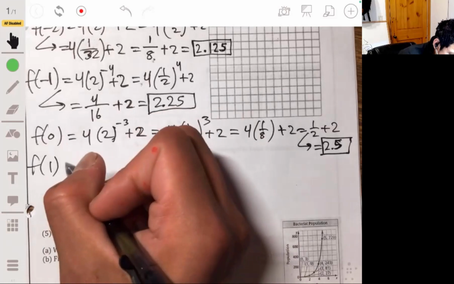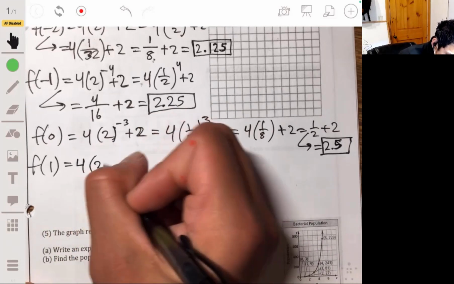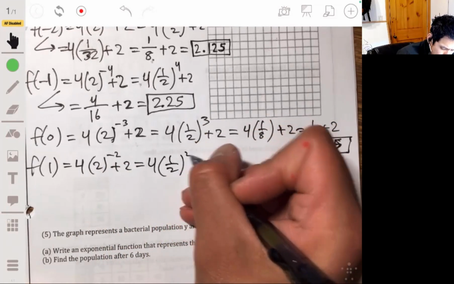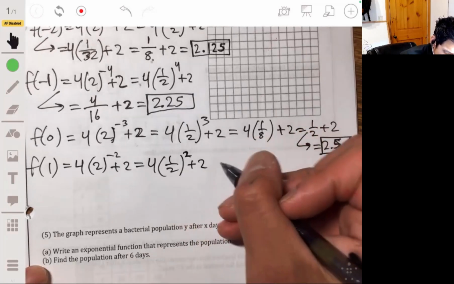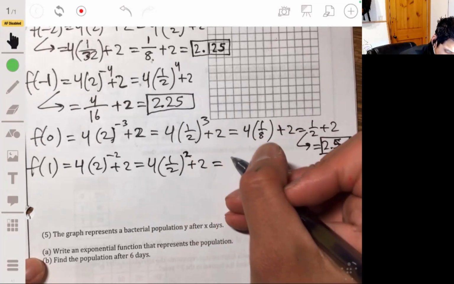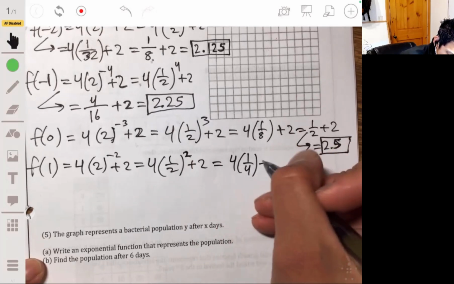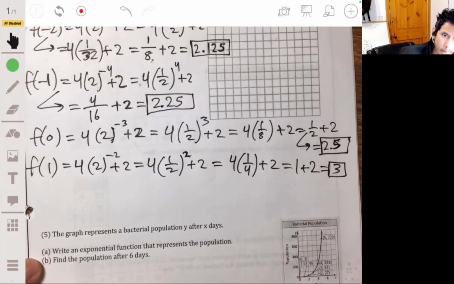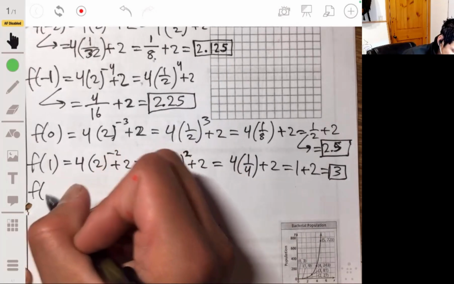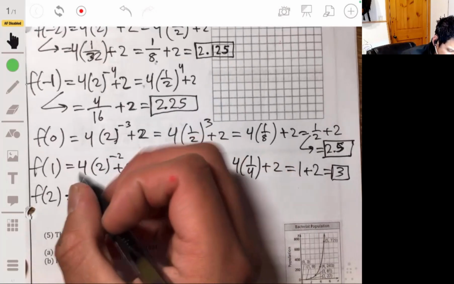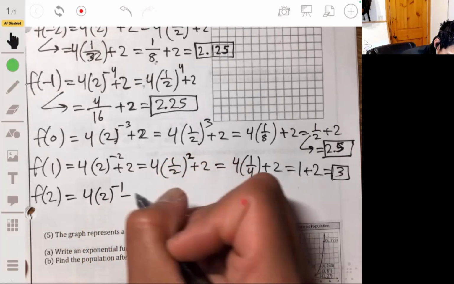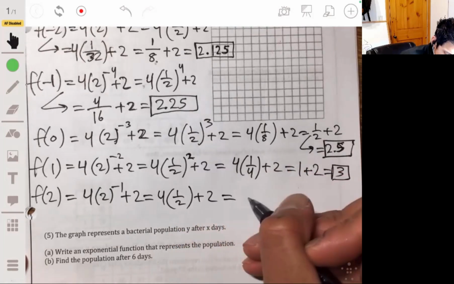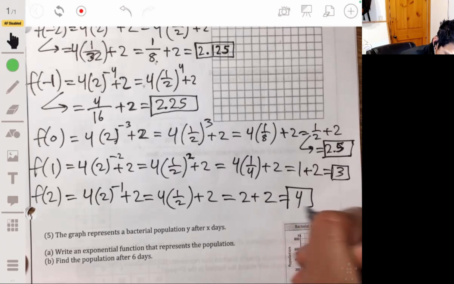f of 1, we'll get 4 times 2 to the negative 2 plus 2. 4 times 1/2 squared plus 2 is equal to 4 times 1/4, or this just becomes 1. So 1 plus 2 equals 3. And then last, f of 2 is 4 times 2 to the negative 1 plus 2, is 4 times 1/2 plus 2, which is just 2 plus 2, which is 4. Nice.